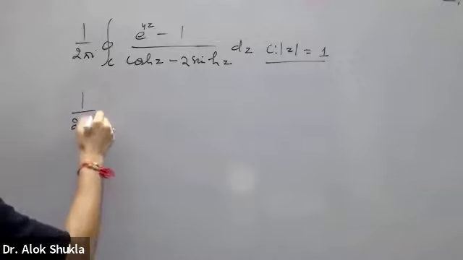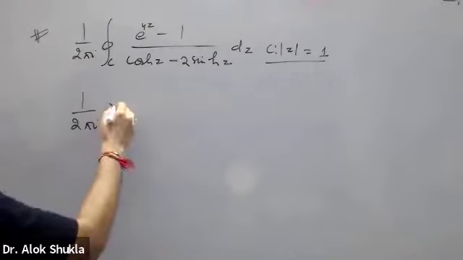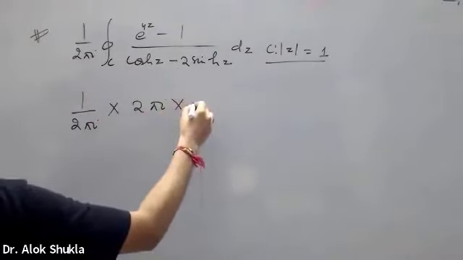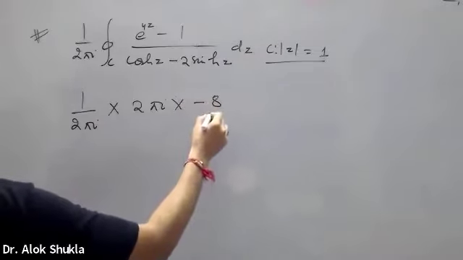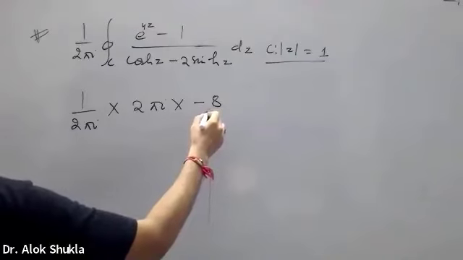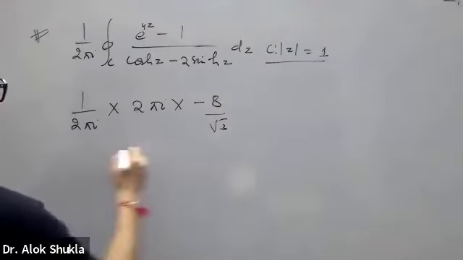Don't forget this 1 upon 2 pi i. It is given in the question here. So you will write the answer as 2 pi i, and you already calculated the residue, if you remember. Minus 8. Does anyone remember? Minus 8 by root 3. So what is the answer?